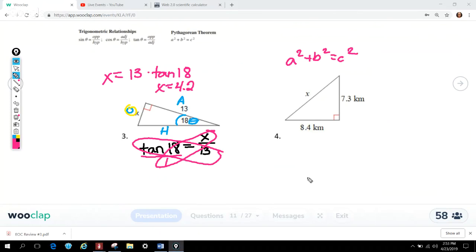Okay, so here, because there's no angle and I only have sides, I know I'm going to use the Pythagorean Theorem. So I'm going to plug that information in. I'm just going to give you the answer and not show it. When you're done, you should get 11.3 as your answer.